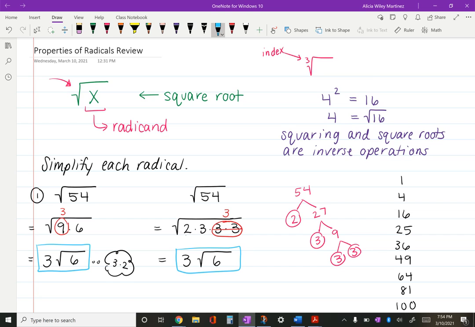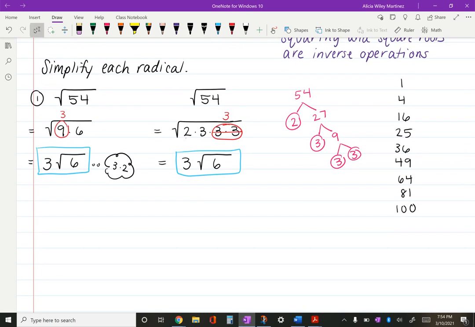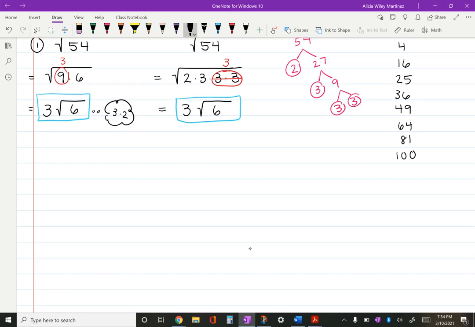So either method works. Personally, I go back and forth. Sometimes I do it using perfect squares, and sometimes I use prime factorization, or maybe a combination. All right, so I have 2 examples here that I want you to try on your own. So what I'm going to have you do is pause this video, and go ahead and try these problems out.